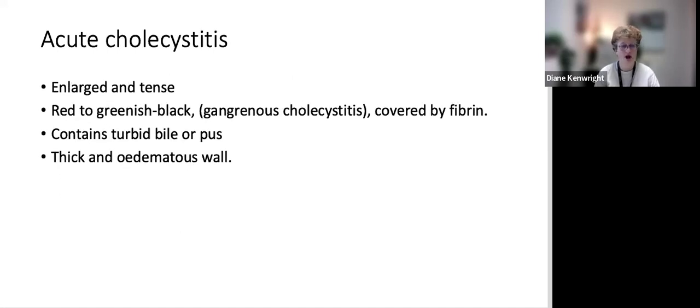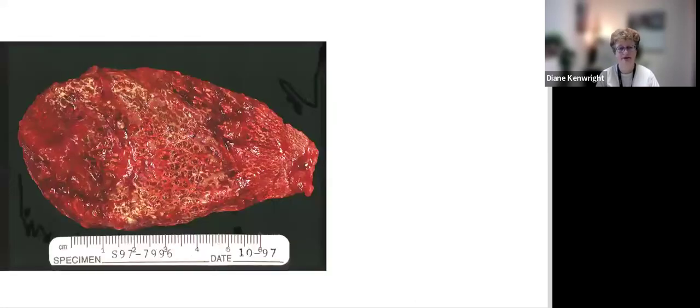In all cases of acute cholecystitis, the gallbladder becomes enlarged and tense, very red to greenish black, so greenish black when it's becoming gangrenous, and it's often covered by a white fibrin coat when you look at it from the outside. The inside contains bile, or if it's become infected, it becomes pus, and it has a very thick edematous wall. Let's have a look at that again.